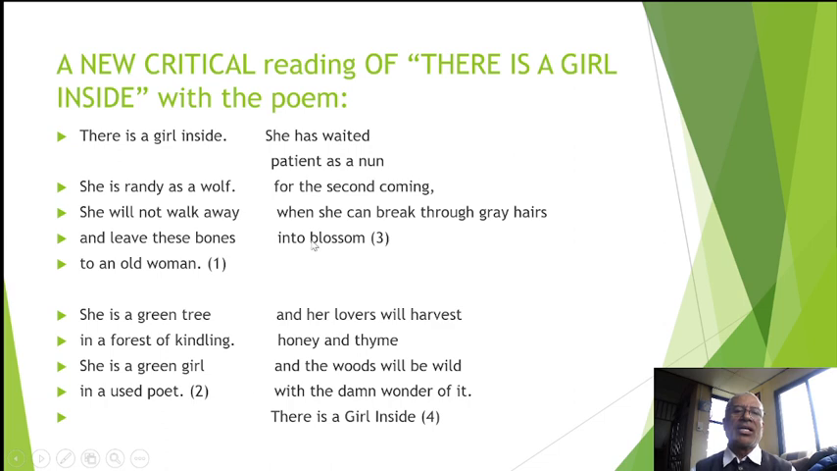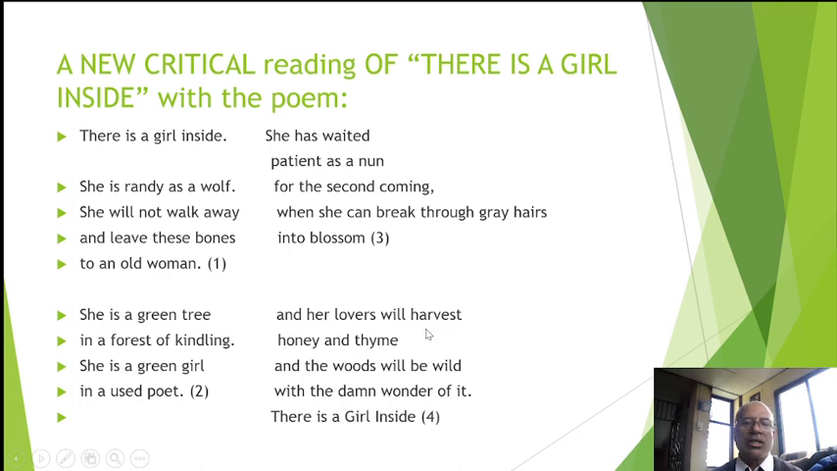She has waited. She is waiting. That girl inside her is waiting. How? Patiently, as a nun. She is compared with the nun. This is a simile again. Right, the second coming means she has a double role inside. Second coming, maybe it is compared even with Christ, right? And her second coming means second position. In old age, her desire is just like a second coming desire, right? And when she can break through gray hairs into bosoms, right?